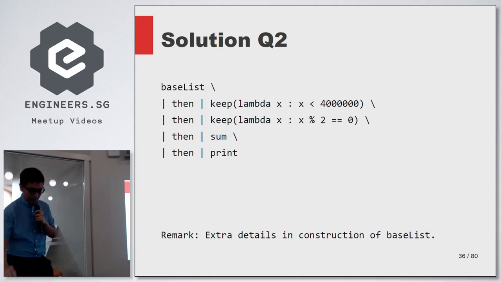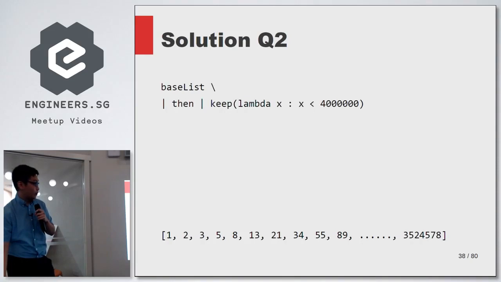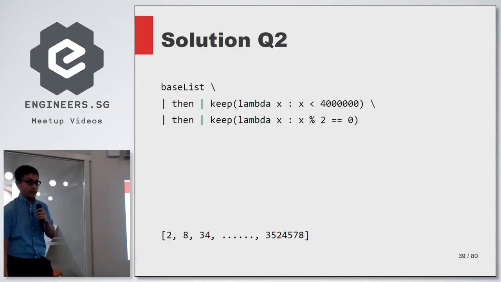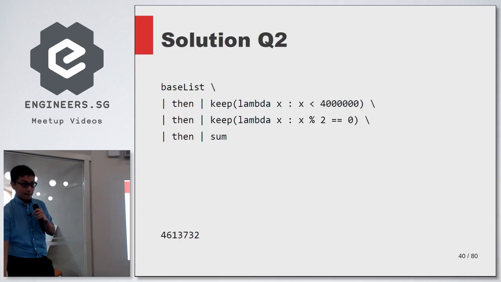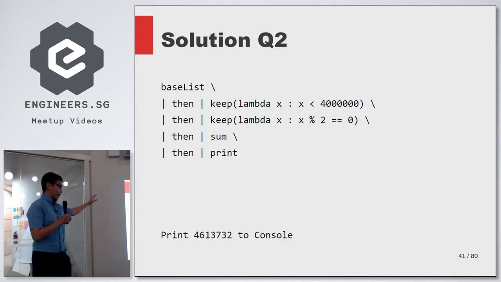I'll do a step-by-step demonstration. You start off with the original list. This is the original list. You keep some of those that you want. Then maybe I'm not satisfied. Maybe I want to keep even more stuff. I want to remove even more elements away and keep those that I want. I keep those that are less than 4 million. I keep those that are divisible by 2. I sum them up, and then I print. Notice that it's step 1, step 2, step 3, step 4.